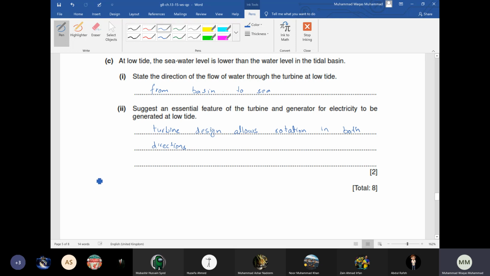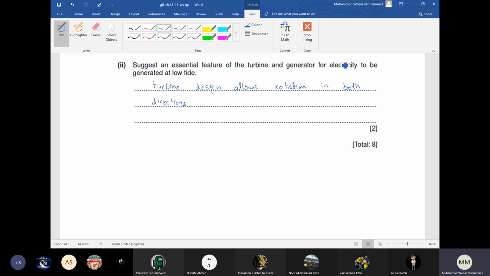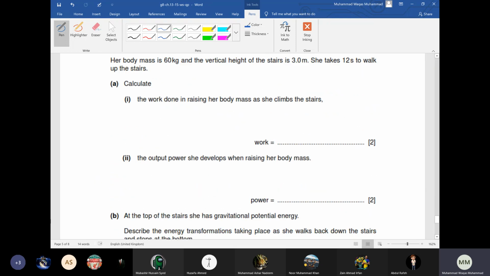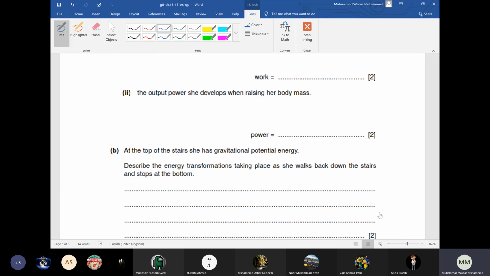Okay. Actually there is one more question. Do that question yourself. I have shared this worksheet with you already, so do that question.